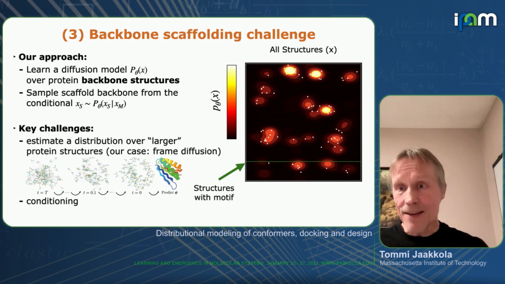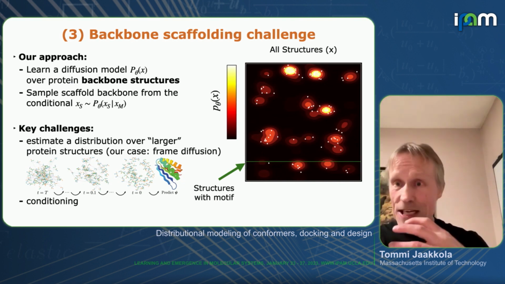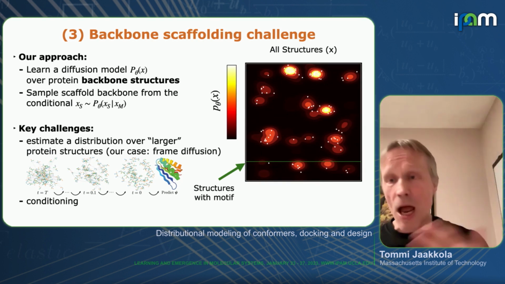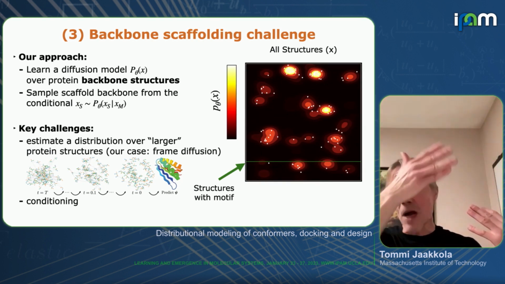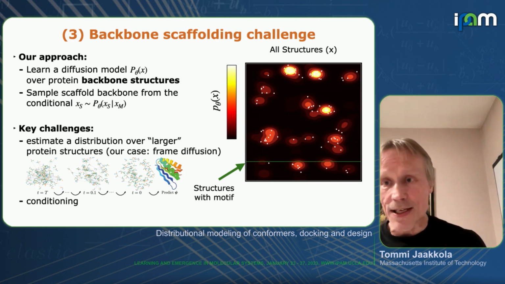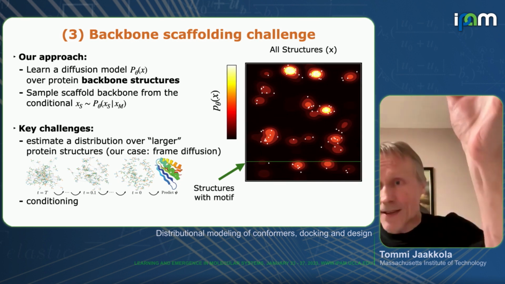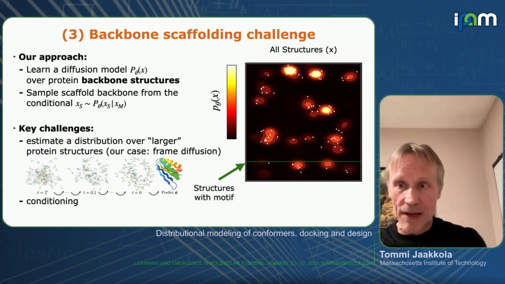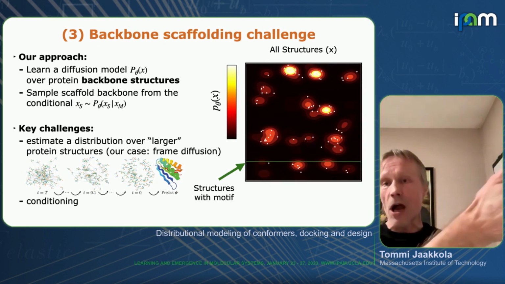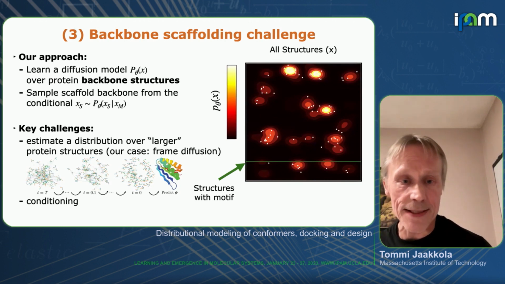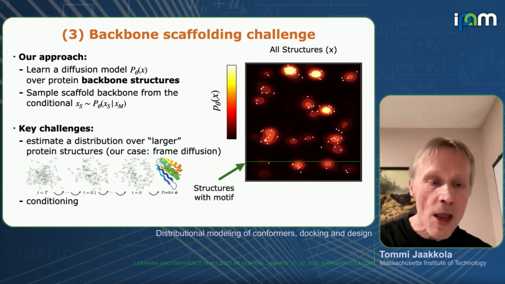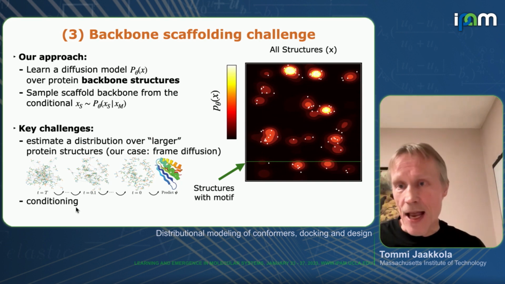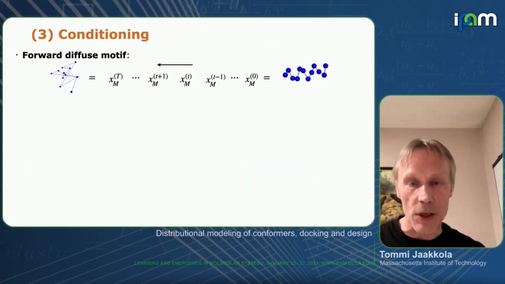How do I take the known motif and then, using this complicated model that has these multiple sequential denoising steps, generate one complete sample? How do I actually condition that model on the motif that I want to generate the complementing scaffold? So I'm going to focus very briefly on the conditioning task and just illustrate how we solve that.